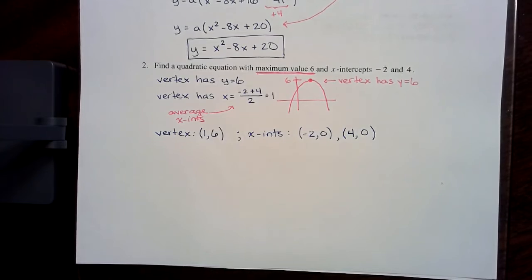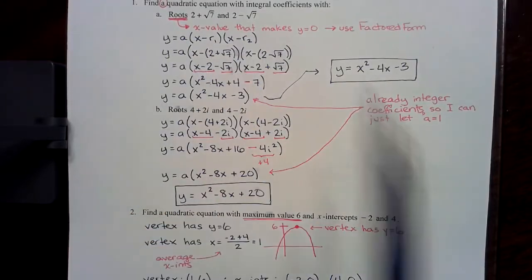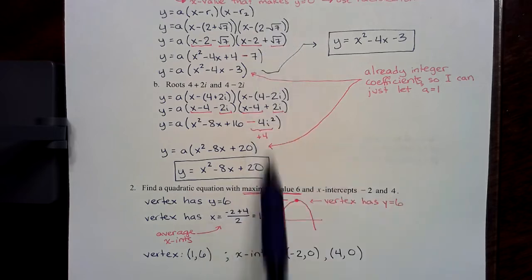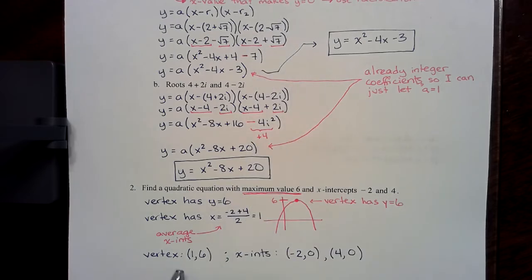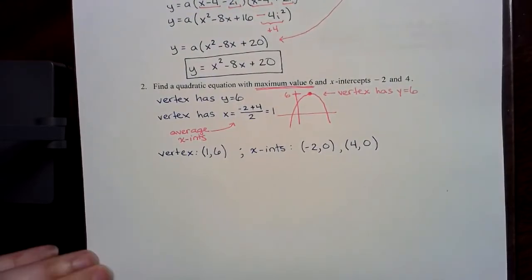So from here I have a choice. I can use factored form because I know my x-intercepts, or I can use vertex form because I know the vertex. Since we've just done 2 examples with factored form, I'm going to use vertex form so that we get more practice with that one.